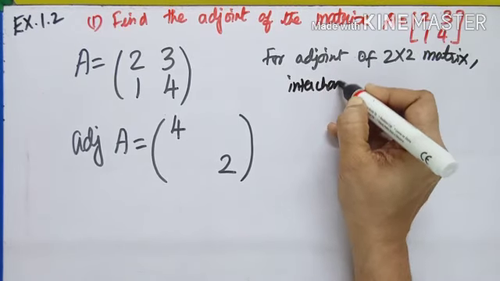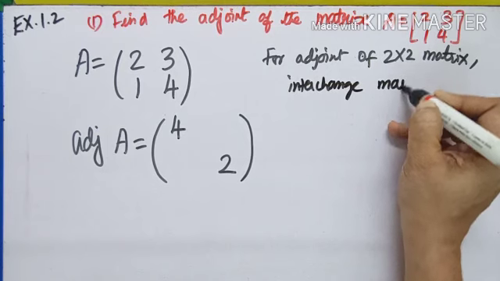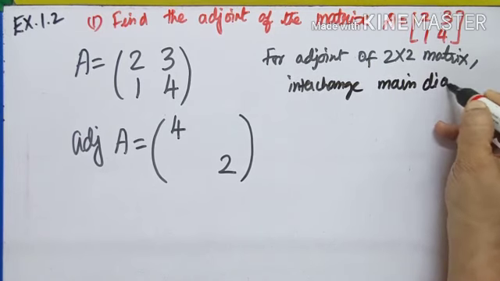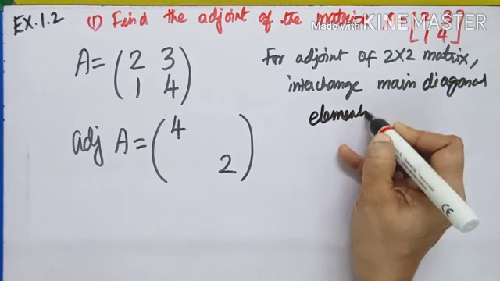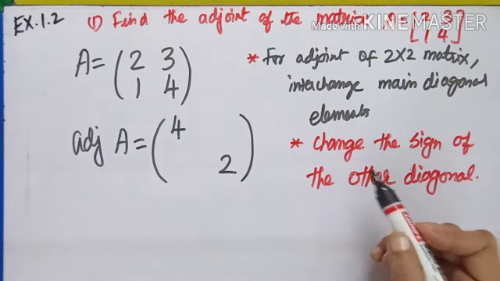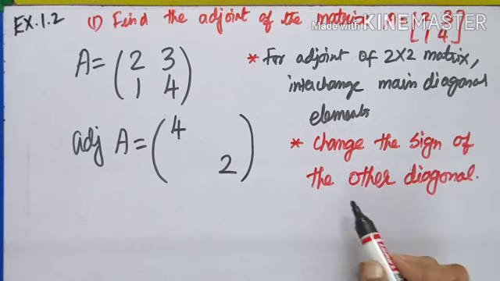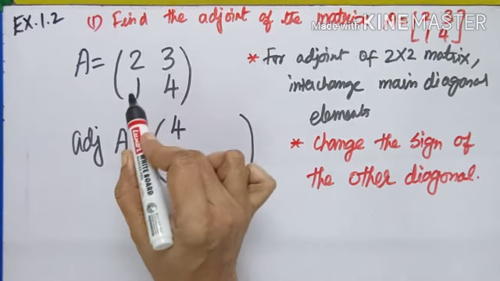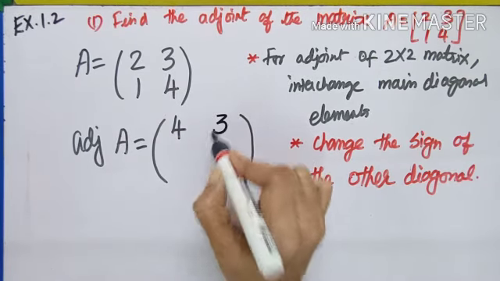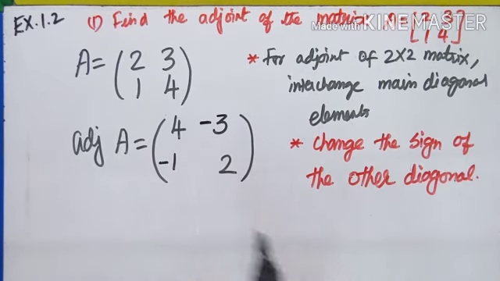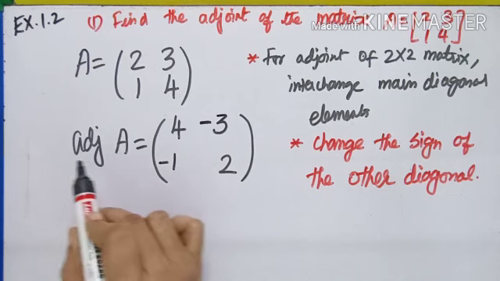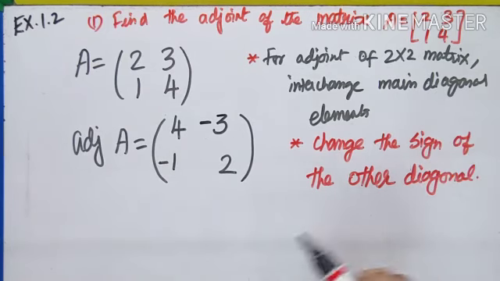Interchange main diagonal elements. That is my first idea. The other diagonal, change the signs. So 3, 1 I write as it is, but changing the symbol: -3, -1. So writing adjoint for a 2 by 2 matrix in just 2 steps.